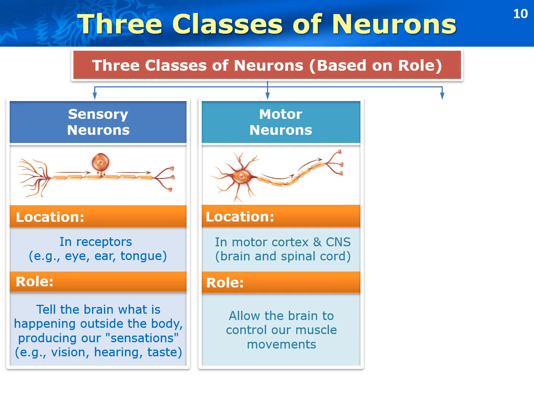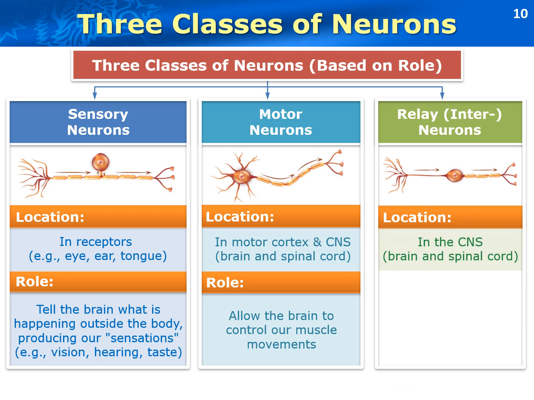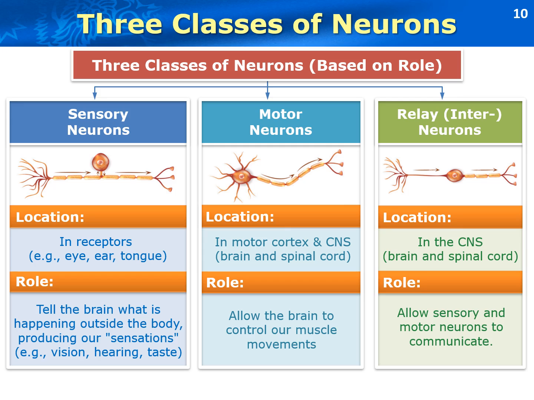The third type of neurons are relay neurons, also known as interneurons. They are located in the central nervous system, such as our brain and spinal cord. The main role of relay neurons is to allow sensory and motor neurons to communicate effectively.